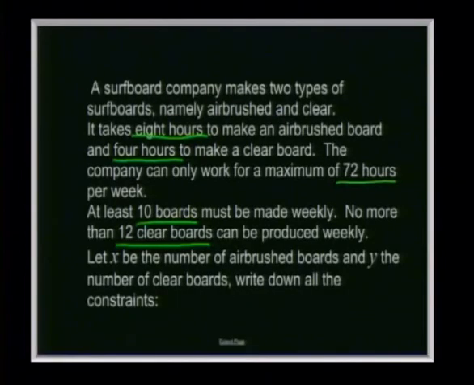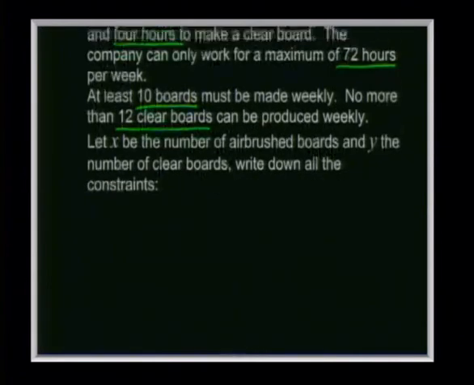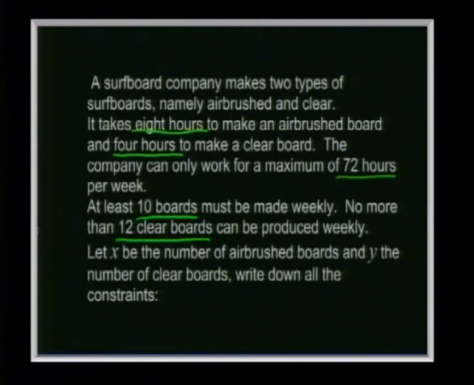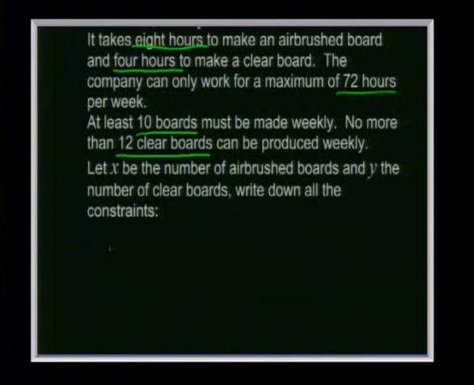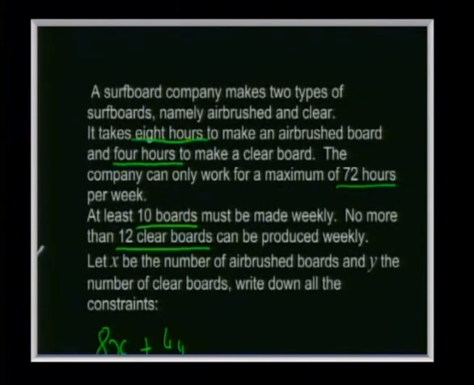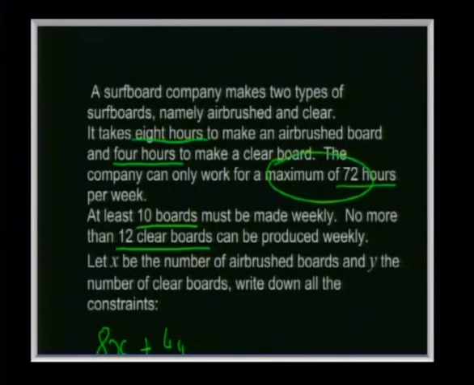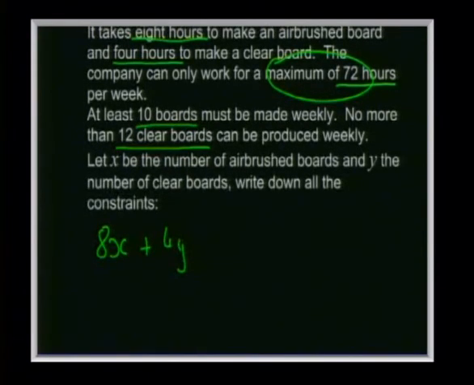They tell us X is airbrushed boards and Y is clear boards. So, 8 hours to make an airbrushed board. Is that a constraint? Yes, it is. Because if I have 8x plus 4 hours to make a clear board, that's the number of hours that my factory can work for. And it can work for a maximum of 72. So this must be less than or equal to 72. That's my first constraint.